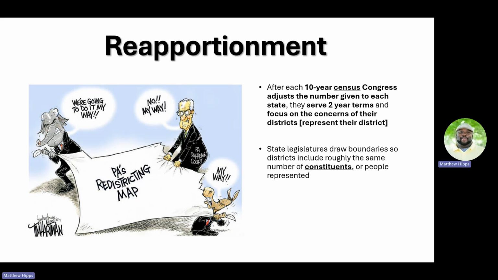The impact of reapportionment is really critical because as states are increasing in population, so Texas is gaining population while California is losing population, this could have a significant impact on the way that presidential elections play themselves out.